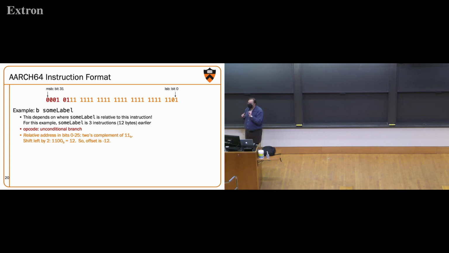Questions on this? This is one of the trickier aspects of this machine language. All right, what if you need to do a branch and link? Well, same deal, different opcode. Very simple.